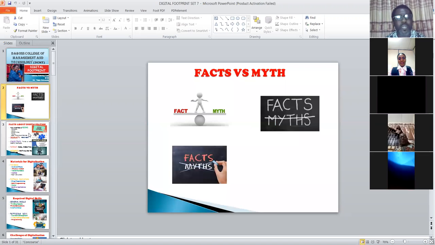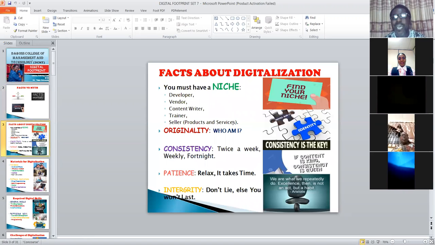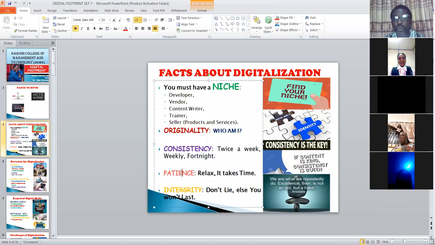Now, in getting digital footprint, you have to first understand what are the facts about digitalization. Well, one of the facts about digitalization is all this that I have listed. Number one, you must have a niche. I've explained that before, so I won't go back to it. But apart from that, what is key here is two things: patience and integrity. When we talk about patience, you don't need to rush in the digital world. Everything you want to achieve will take time. Then in integrity, please don't lie so that you can last. If you want to last in the digital world, then you must not lie in the digital world. Those two are very key and germane.